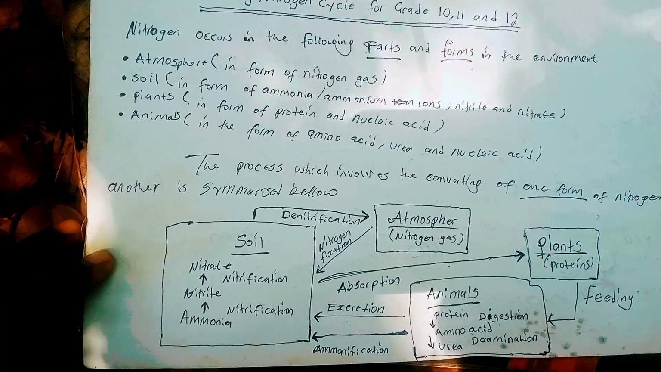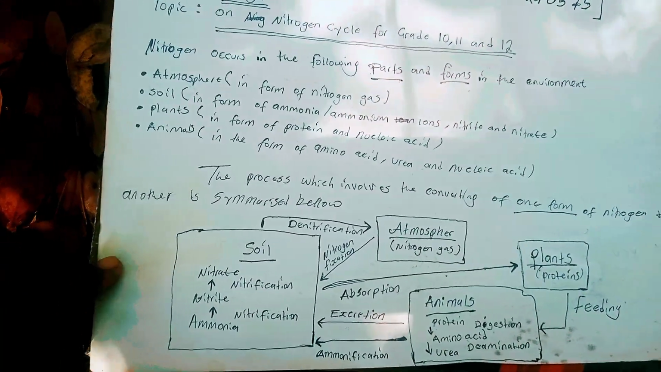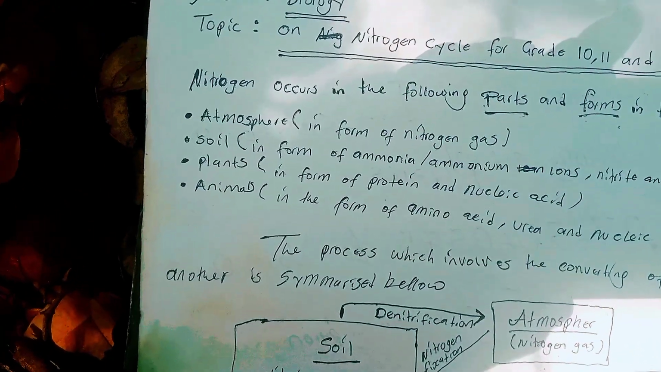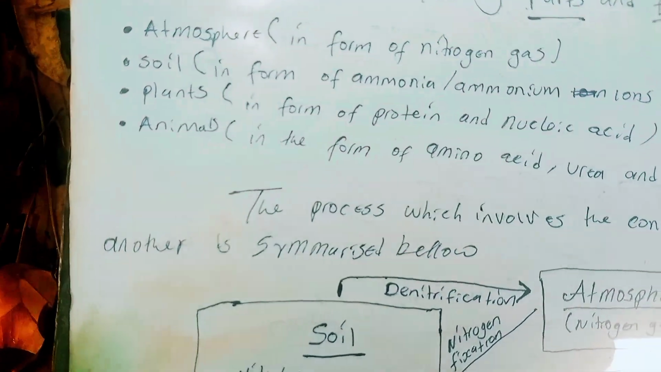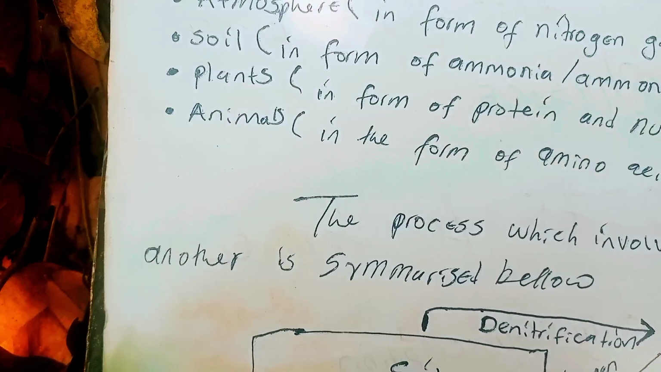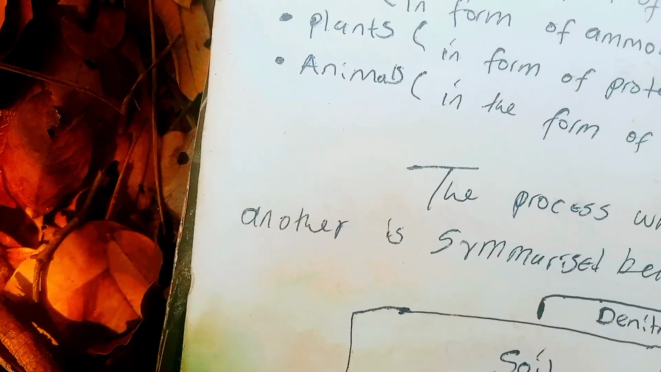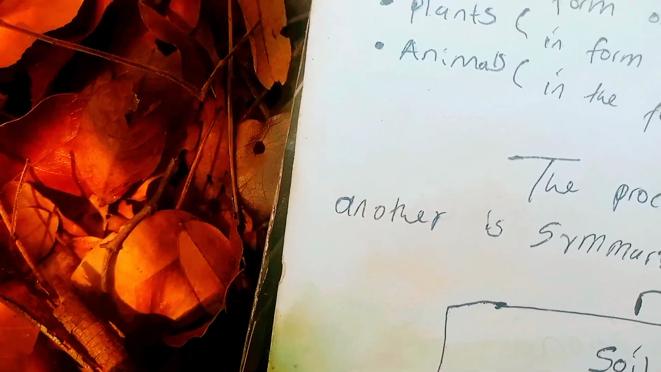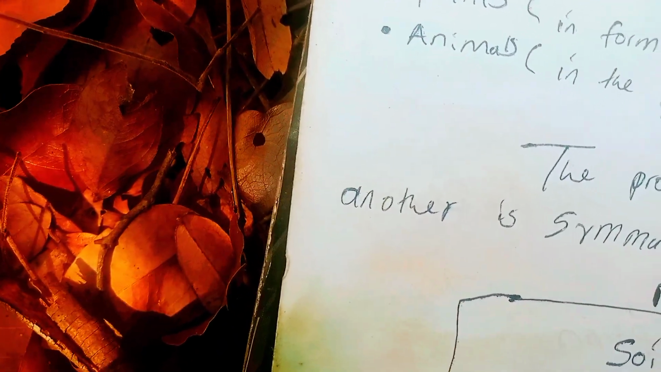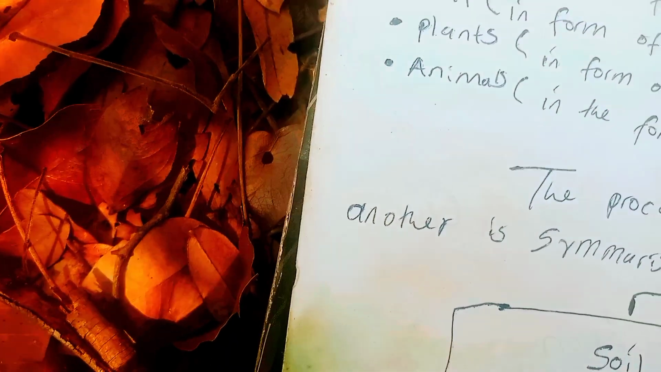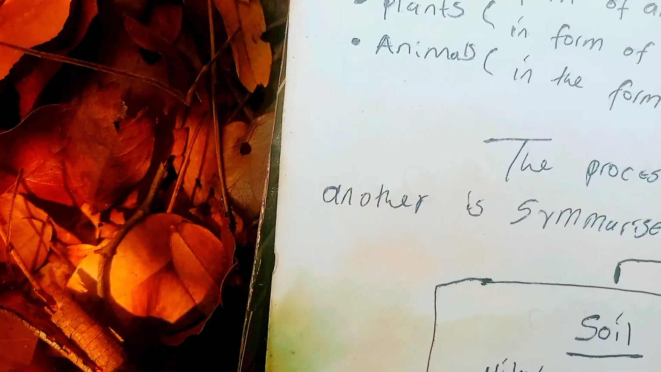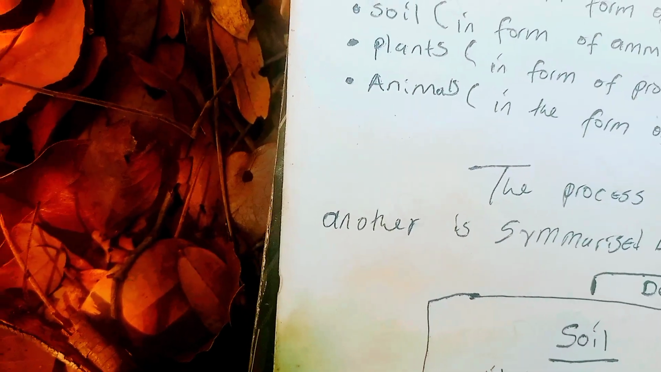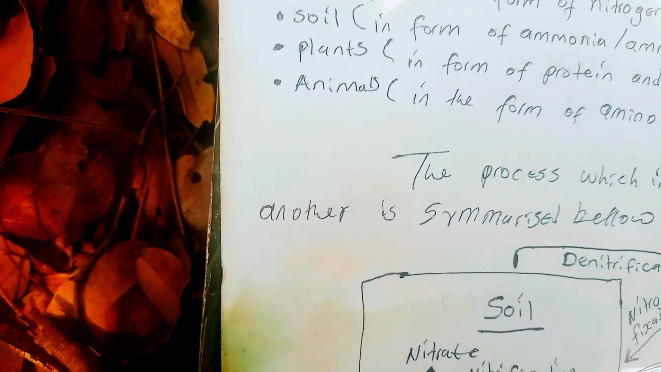Now we go to denitrification. Denitrification is the process by which nitrate is converted into nitrogen gas with the help of some bacteria which we call Pseudomonas and Thiobacillus. The process occurs in waterlogged soils lacking oxygen. It makes the soil less fertile and adds nitrogen gas to the atmosphere.